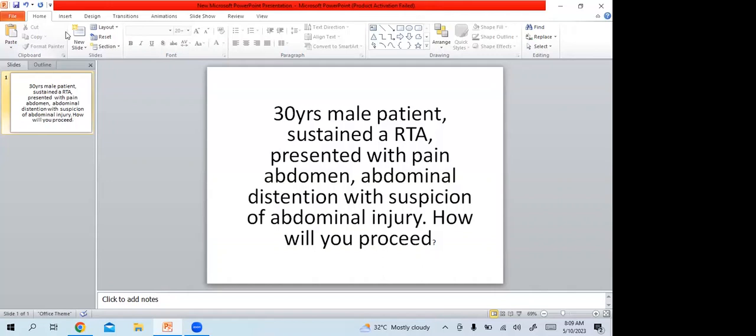Sir, we will first do the general examination, in which we will see the vitals, including blood pressure, heart rate, then respiratory rate.